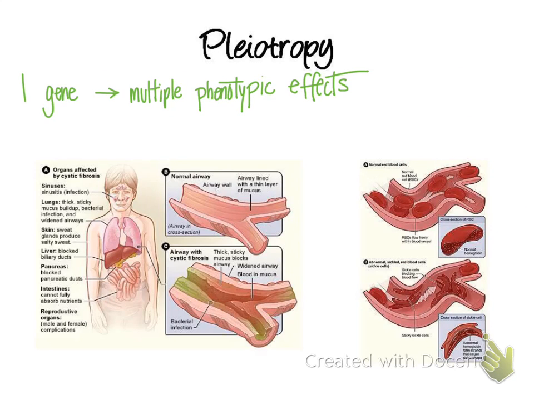Pleiotropy is when you have one gene that has lots of phenotypic effects. Your example here is sickle cell. When you just have that one amino acid wrong, it changes the shape of your red blood cells, which causes you not to carry oxygen as well. It can block up your blood vessels. You have lots of effects there.